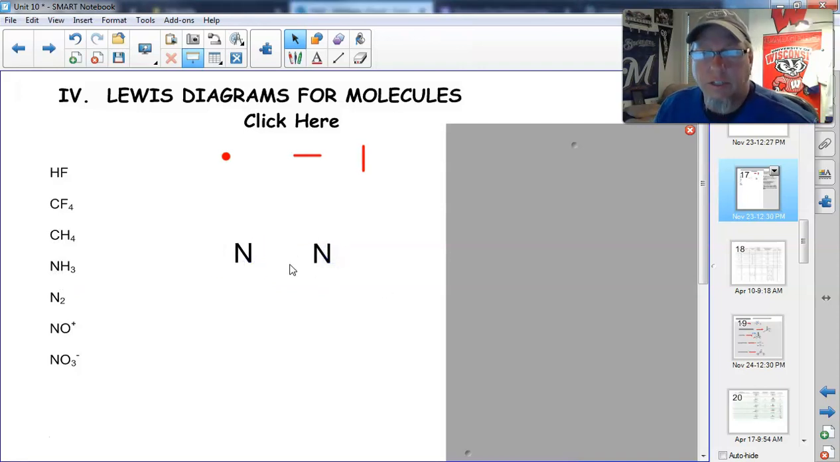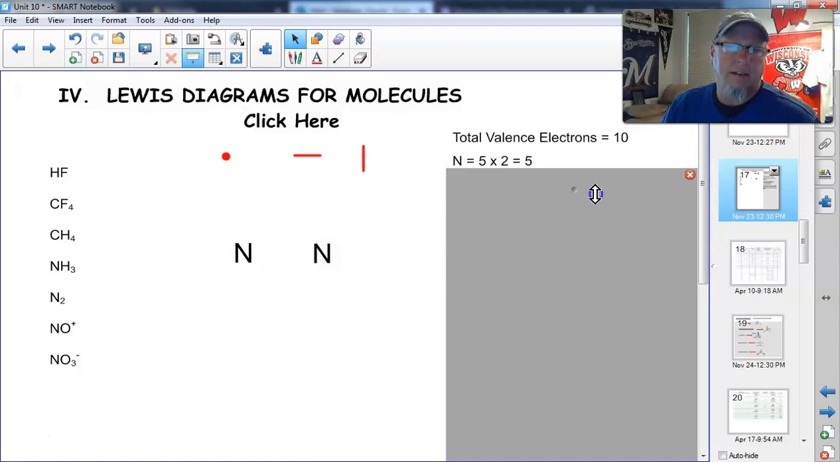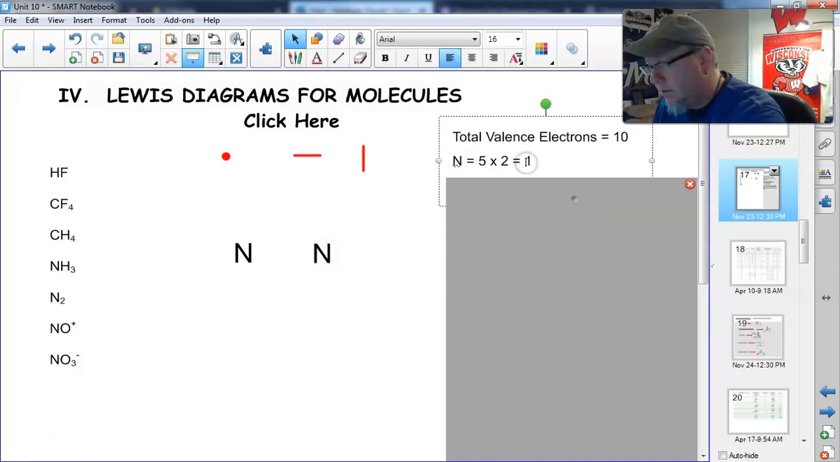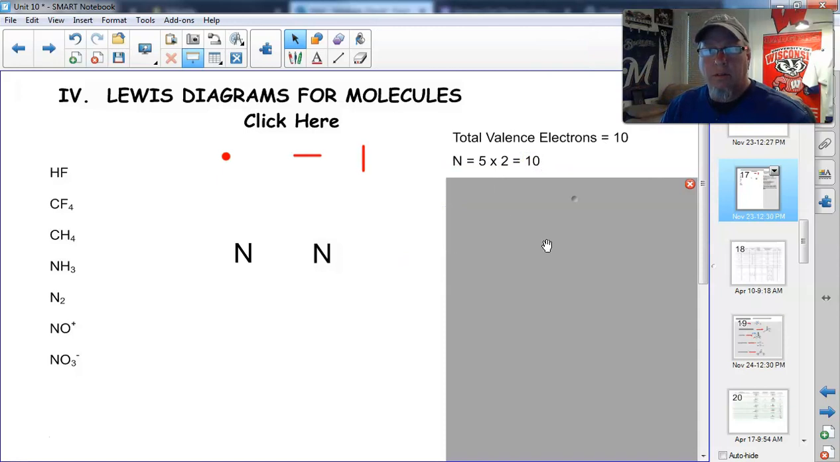And the nitrogen example here, I have 2 nitrogens. So if I'm going to determine the number of electrons, that's 10. Each nitrogen has 5 valence electrons, but there's 2 nitrogens. So that gives me a total of 10.